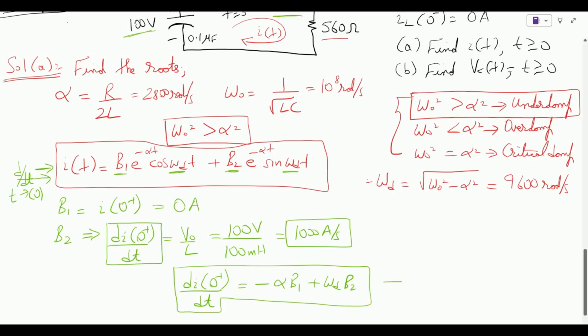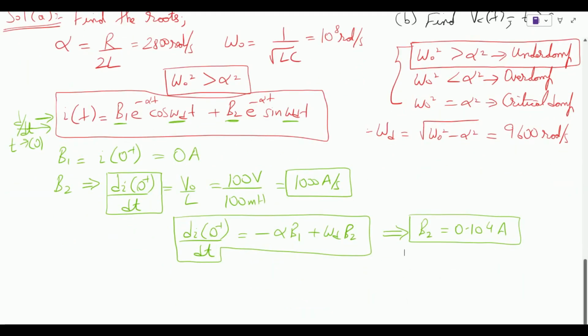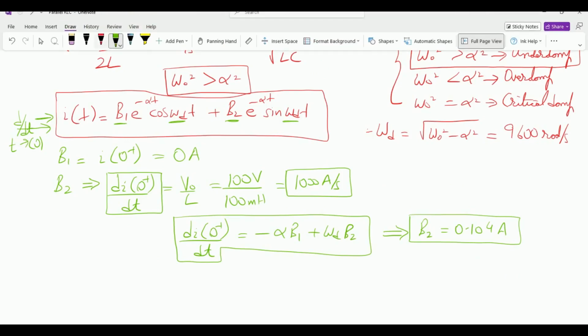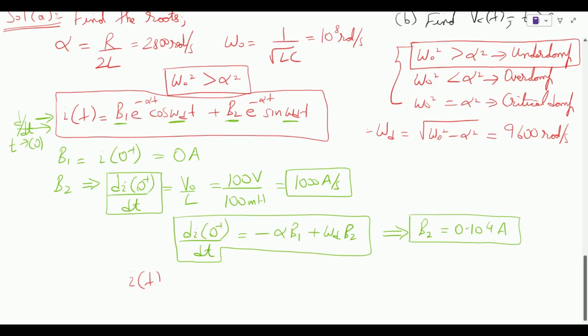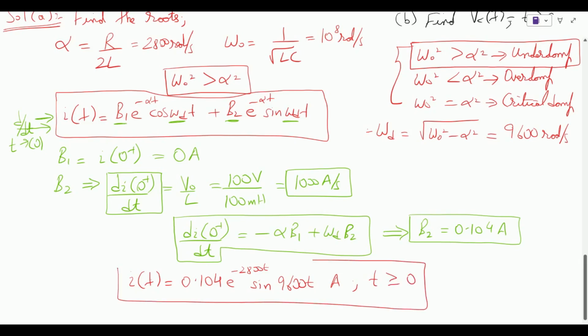Once you input all the values, B2 comes out to be 0.104 amperes. This is the value of the second coefficient. Therefore our final expression for the current i(t), when time is greater than or equal to 0, comes out to be 0.104 e raised to power minus 2800 t sin of 9600 t amps. Again the condition is important: when time is greater than or equal to 0. This is the expression for the unknown current which we have figured out for the first part.